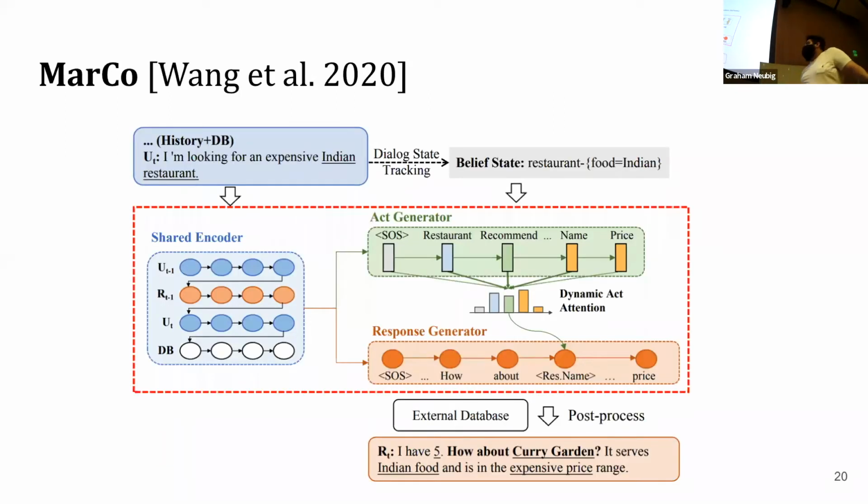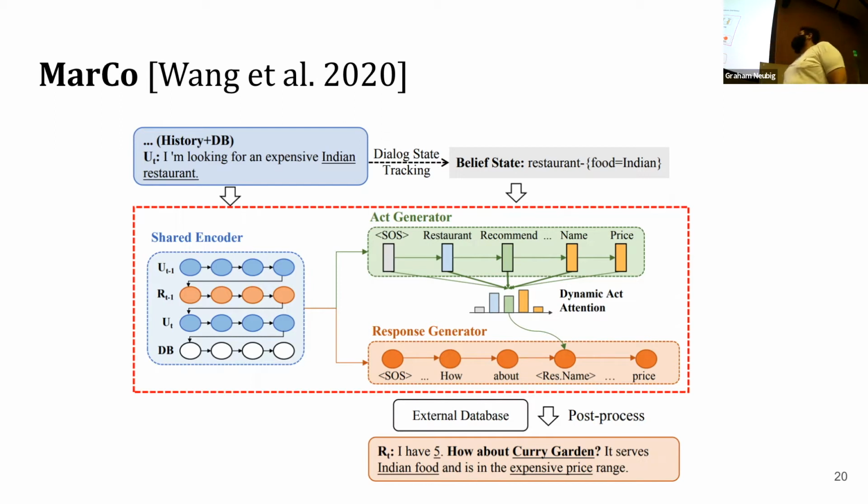And then the last model that I'm going to be talking about for task-oriented dialogue is MARCO. MARCO is based on the same philosophy as all the systems that I've already discussed, where they use intermediate outputs to structure the process of response generation. Here, what they do is they have a shared encoder, which looks at the dialogue history as well as the database vector.